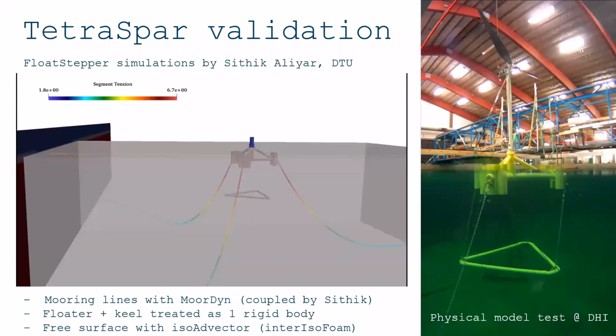And we have validated it. It's difficult to find really good validation data, but luckily as part of the FloatStepper project, we got a physical model test made at DHI with this TetraSpar concept. So it's Siddiq Aliar from DTU who did these simulations. So again, a wave maker boundary condition here. He also implemented MoorDyn coupling with the FloatStepper algorithm, so we can get some realistic mooring lines.